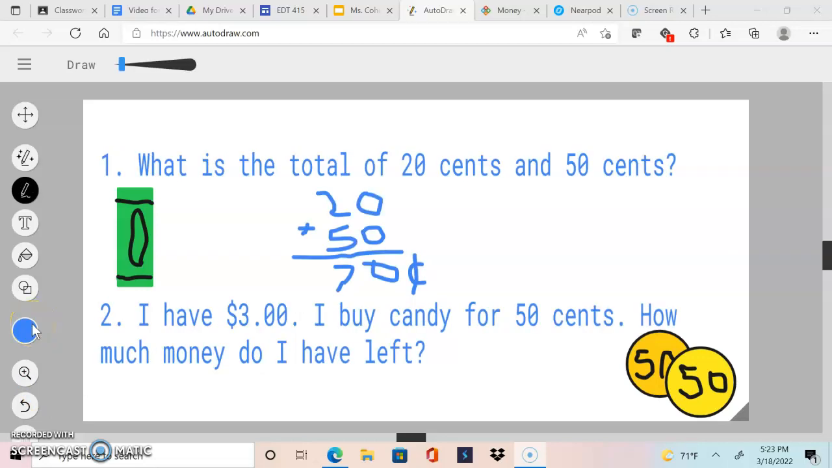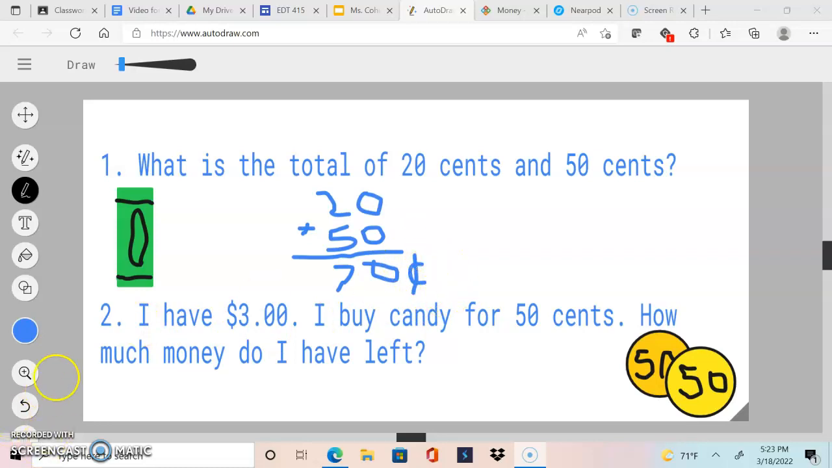Excellent job. So as we can see, one of our classmates did 20 plus 50. They knew that they were trying to find the sum of 20 cents and 50 cents, so they used addition. And they got 70 cents, and they put the units at the end of the answer, which is the cent symbol.